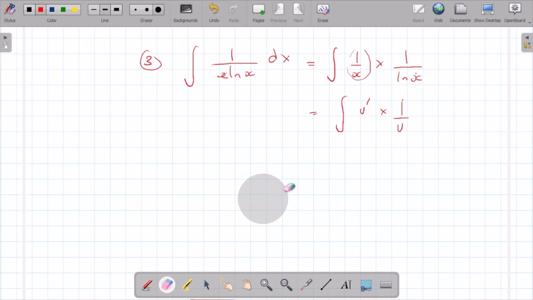So this is going to evaluate to natural log of u. Now our u is natural log of x. So this evaluates to natural log of, in absolute values, natural log of x plus the constant of integration. This means that we are done with this problem.